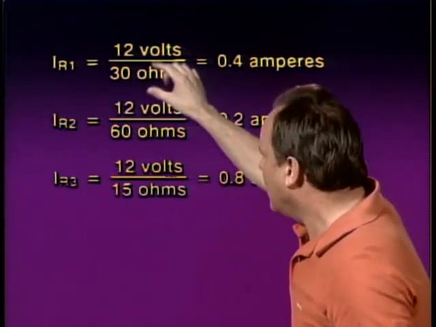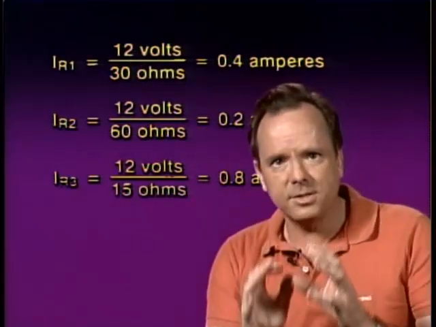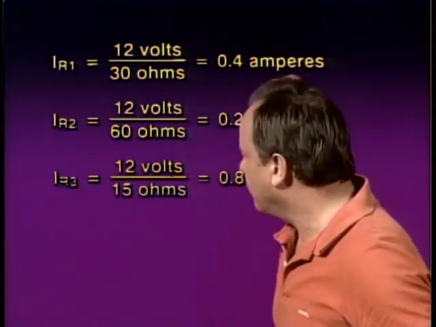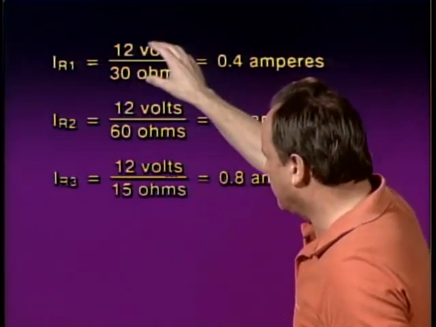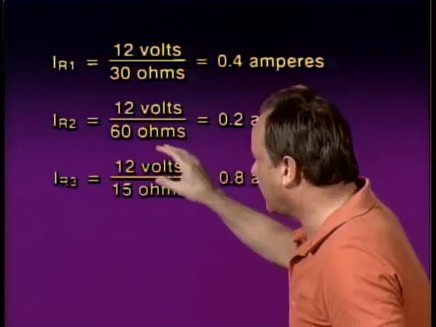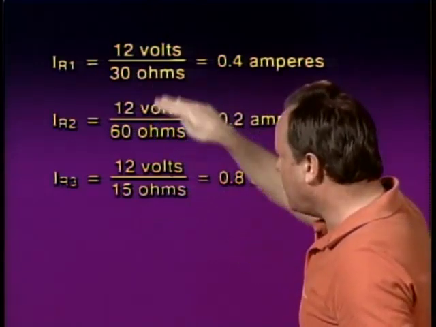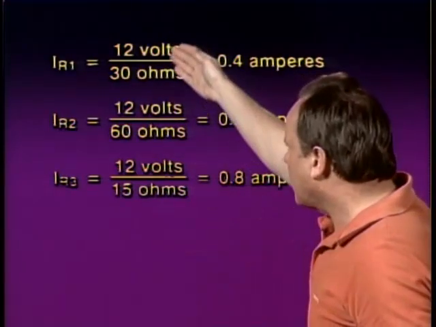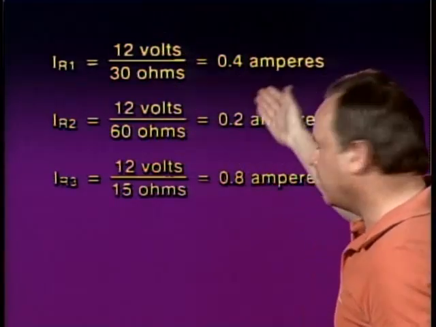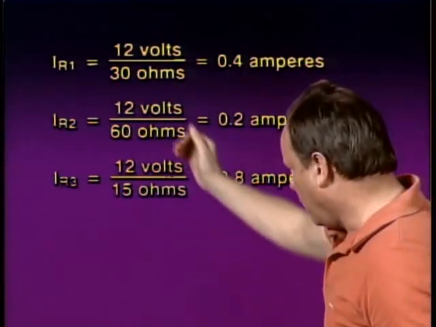So let's you and I take a look at that. Remember, there were 3 resistances. They were 30 ohms, 60 ohms, and 15 ohms. And to find the current, you take the volts, and the volts for all of them were 12 volts because that was the voltage drop across each resistor in that particular case. Take the volts, the E, or electromotive force, and divide it by the resistance, and that gives you the current.